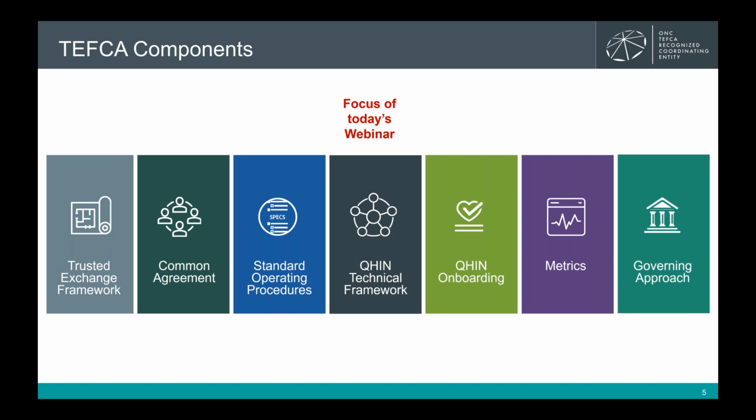So there are a number of components. Many of these were released recently, and with certainly more to come, including the Trusted Exchange Framework, the Common Agreement, several of the initial standard operating procedures. If you're interested in those, there was a Common Agreement webinar that was done last week, and there's another one as part of the ONC meeting tomorrow that you should certainly take a look at registering for, looking at some of the details specifically of the Common Agreement and some of the initial standard operating procedures. QHIN onboarding is more details to come on that, as far as the process for QHINs applying and going through the onboarding process, some of the metrics for reporting, and then governing approach.